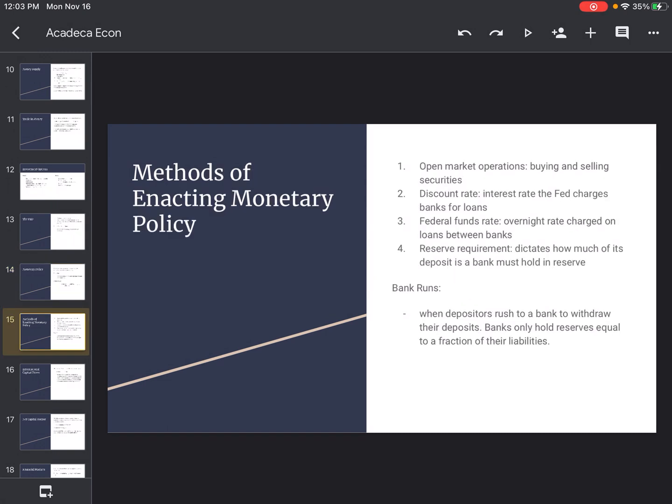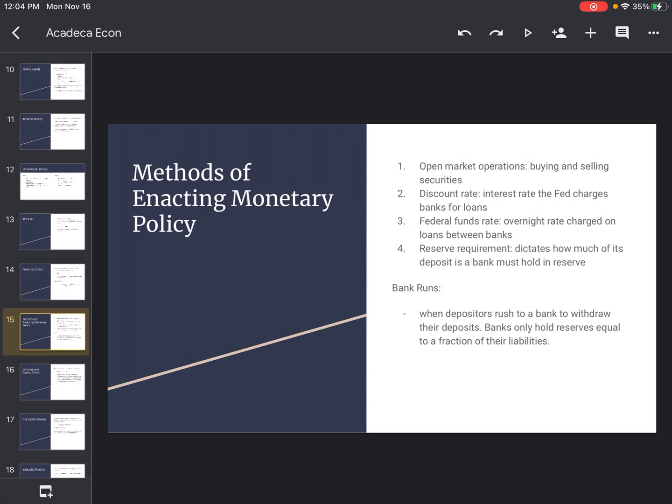Methods of enacting monetary policy. You have open market operations, which is buying and selling securities that inject money into the economy or take it out. If you sell securities, you take money out of circulation. If you buy securities, you inject money into the economy to get it up and going, to get more circulation. But then again, that does risk inflation. You've got your discount rate, which is the interest rate the Fed charges banks for loans. It's changed infrequently by the Board of Governors.